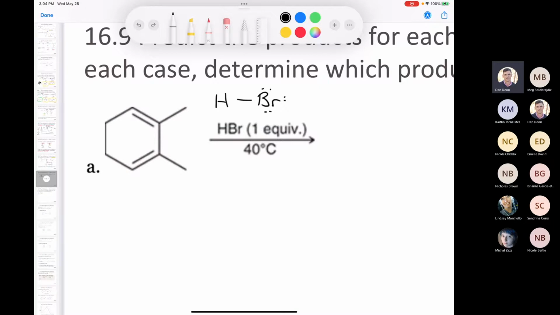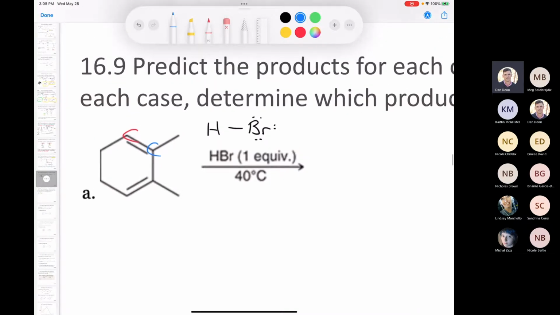And so if we look at this double bond here, if I label this carbon in red and this carbon in blue, which carbon is going to take the proton in order to produce an allylic carbocation? Should the proton go on the red carbon or the blue carbon, if I want to make an allylic carbocation? The red or the blue? Could anybody answer that for me?